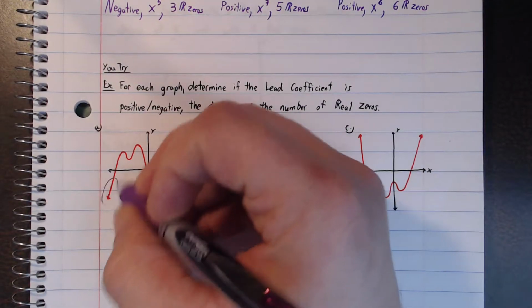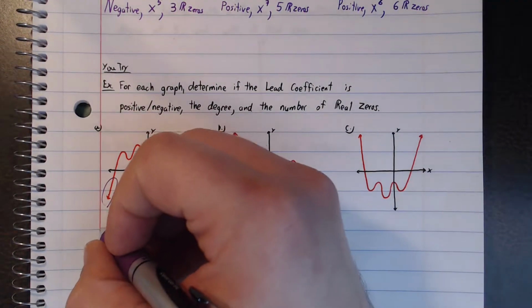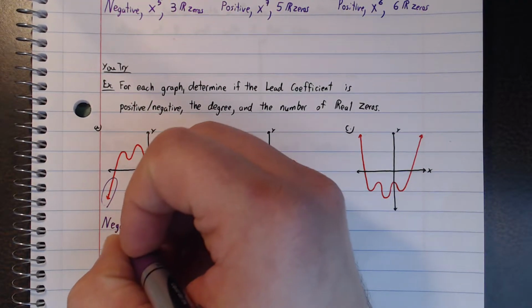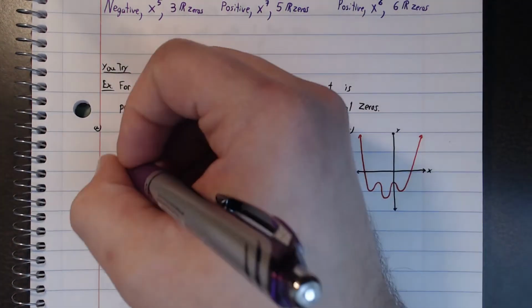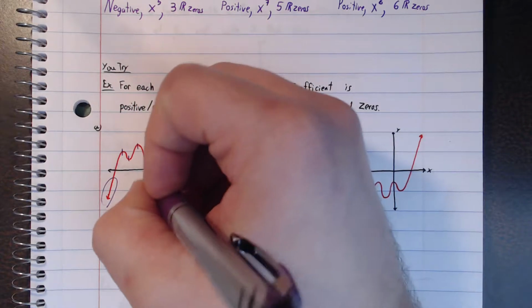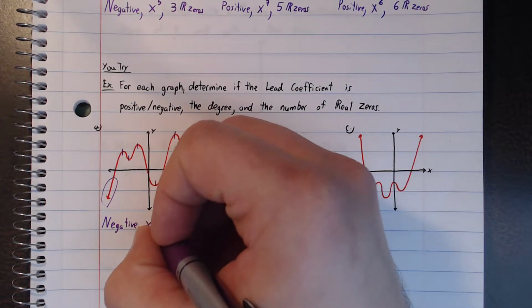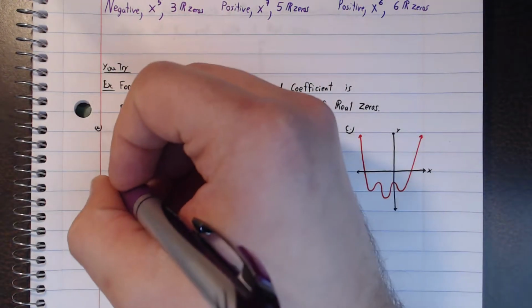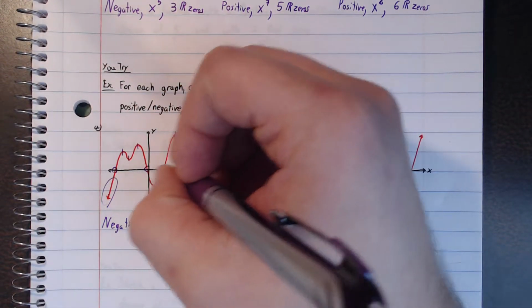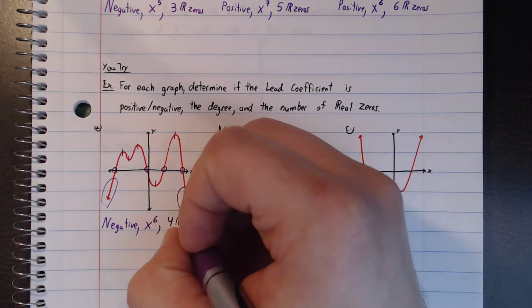Starting off by identifying end behavior. That tells us negative end behavior. Next, we check our turning points. 1, 2, 3, 4, 5 turning points would be 1 less than the degree, so we have a degree of 6. Then we want to know how many real zeros. Looks like this crosses 4 times, so that would be 4 real zeros.